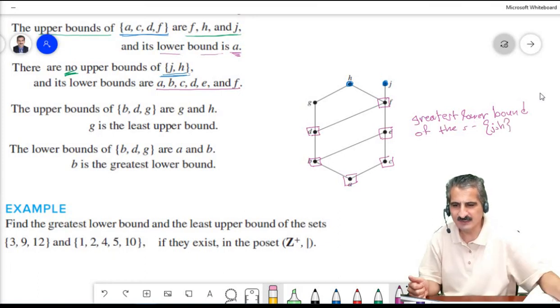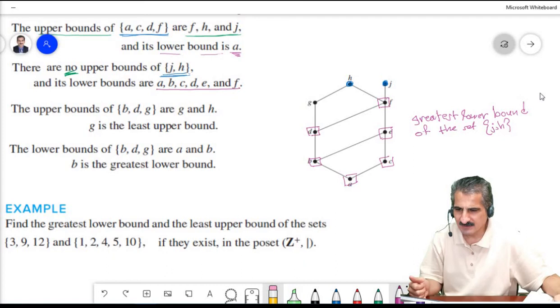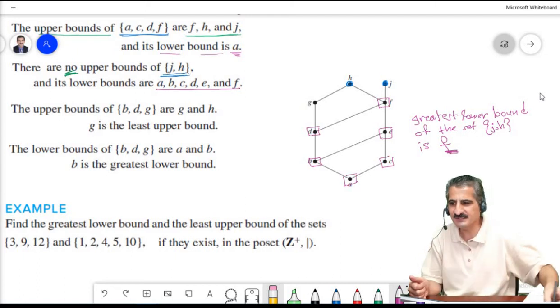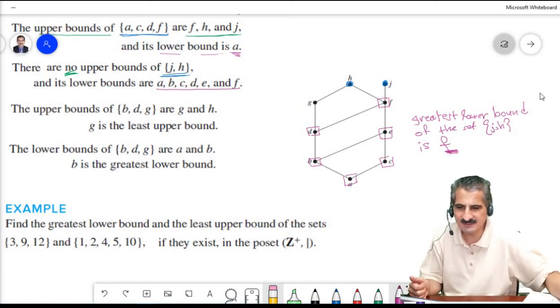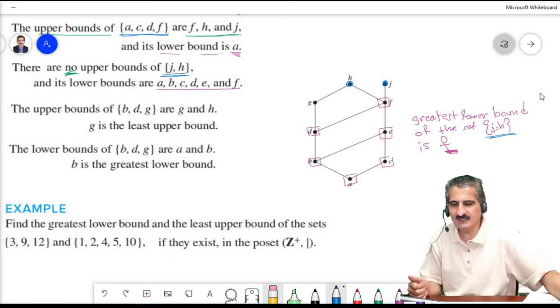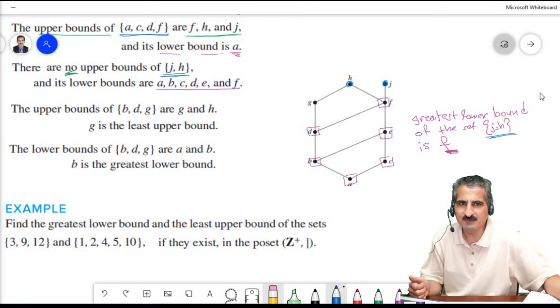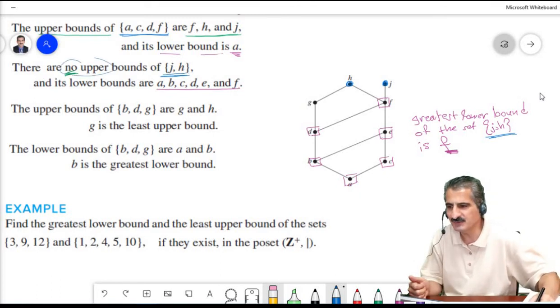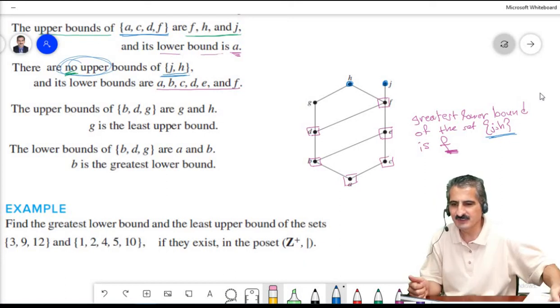Okay, the greatest lower bound. Is it there? These elements that have a square on them, is there a greatest one? Is there an element which is the greatest one? Anybody tell me it is F? Thank you. It is F. This is the greatest lower bound of the set G and H. We cannot ask about the lowest upper bound of G and H because there are no upper bounds for G and H. Okay, good.